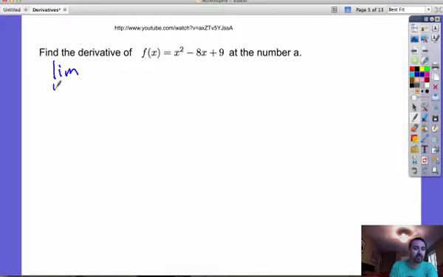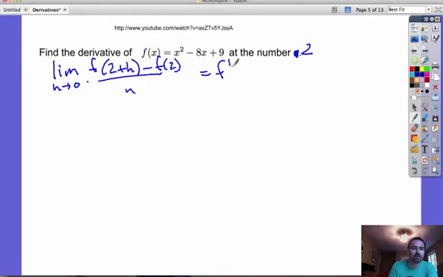Anyway, let's find the derivative of this using the definition of the derivative as the limit as h goes to 0 of f of a plus h minus f of a, divided by h. Our number here, we're going to use the number 2, to use an actual number. So I'm going to use f of 2 plus h minus f of 2, divided by h, and this is going to give us the derivative f prime at 2. Let's go ahead and do it.